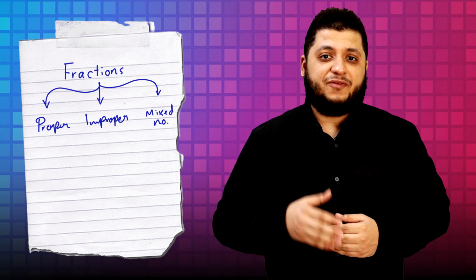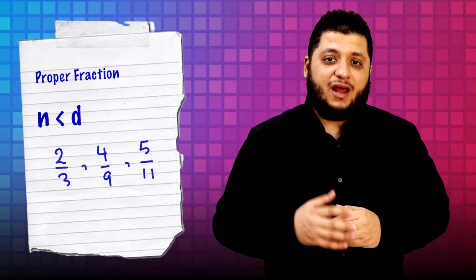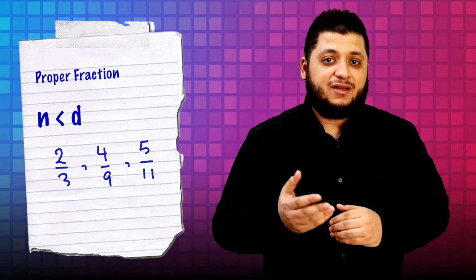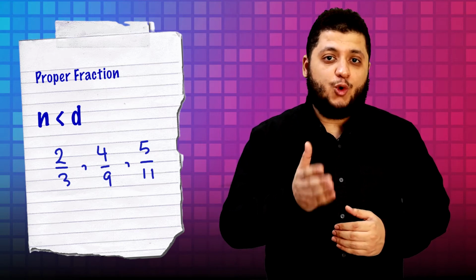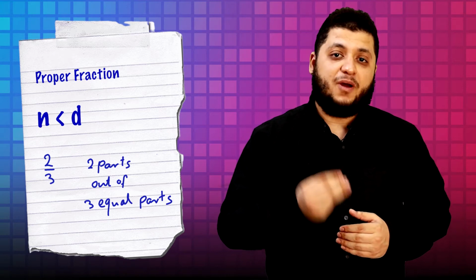We have 3 kinds of fractions: proper fractions, improper fractions, and mixed numbers. Proper fraction, a real fraction, represents part of a whole. The numerator is less than the denominator. For example, 2/3, 4/9, 5/11, and so on. 2/3 means 2 parts out of 3 equal parts.